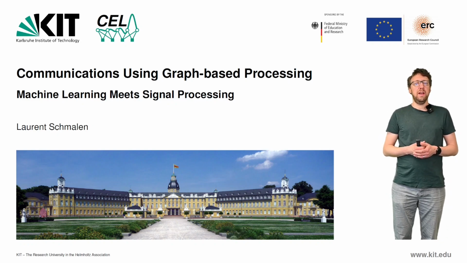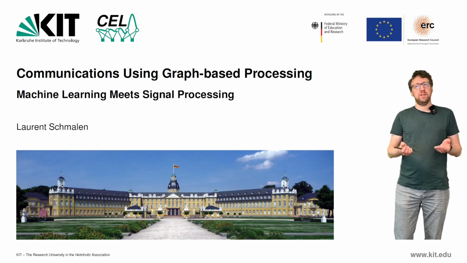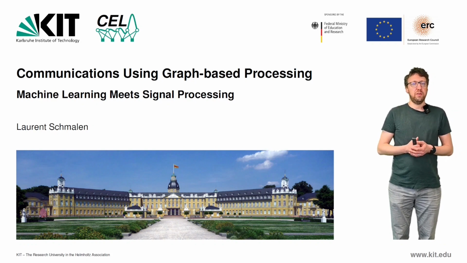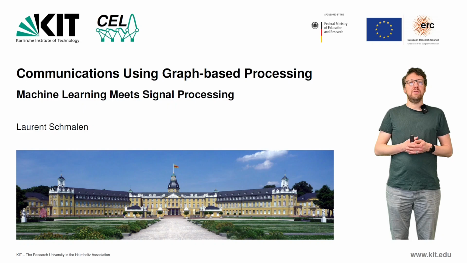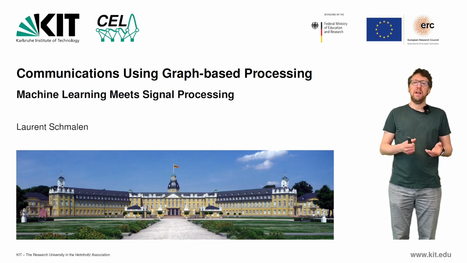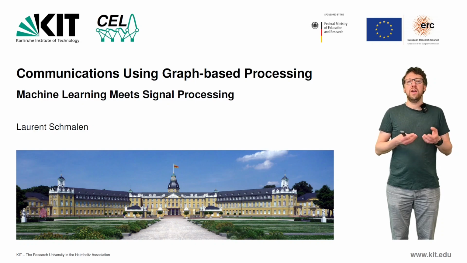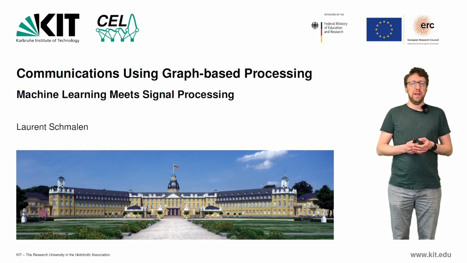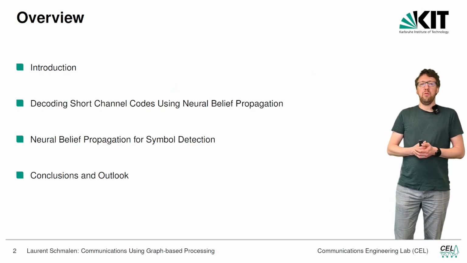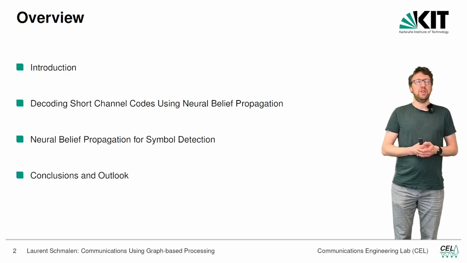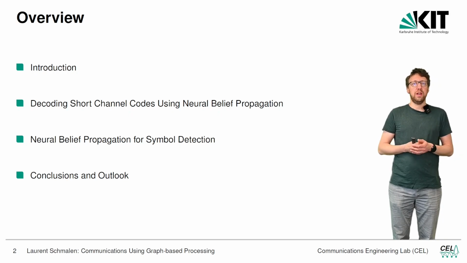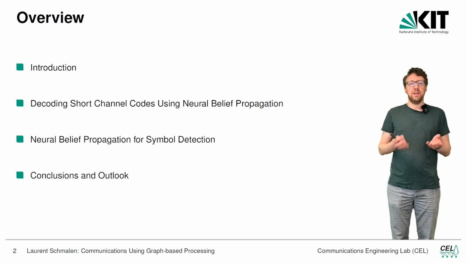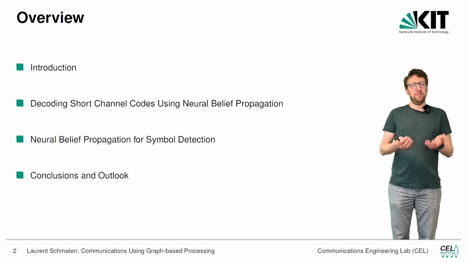My name is Laurent Schmalen and today I'm going to guide you through this small presentation showcasing some of our research results on communications using graph-based processing. In particular, we're going to show how we can use tools for machine learning and signal processing to improve some aspects of communications. I will address two topics in this presentation. One is the decoding of short channel codes for forward error correction, and the second one is the problem of symbol detection and how we can use techniques from graph-based processing to tackle this problem.